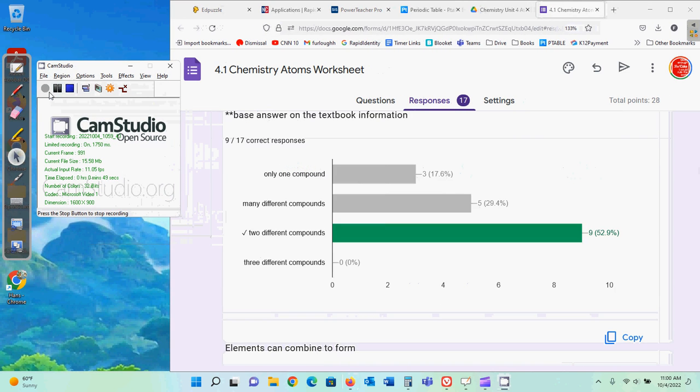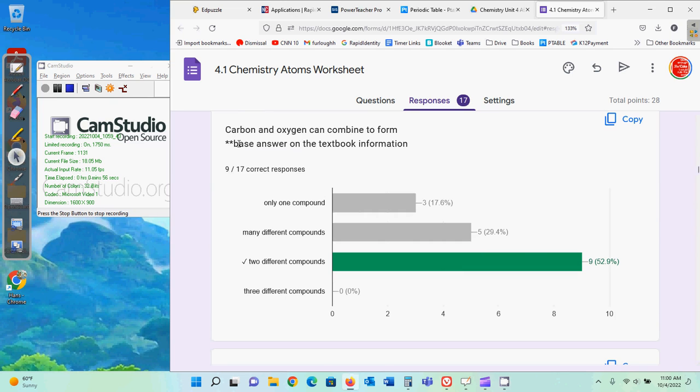All right, so this is a question that a lot of people missed, and I actually put a note there: base your answer on the textbook information, because if you Google, okay, there are a lot of things that carbon and oxygen can form, but your textbook said that there were two different compounds: carbon monoxide and carbon dioxide. Okay, please don't Google. All right, read the textbook. That's your homework. Read the textbook.